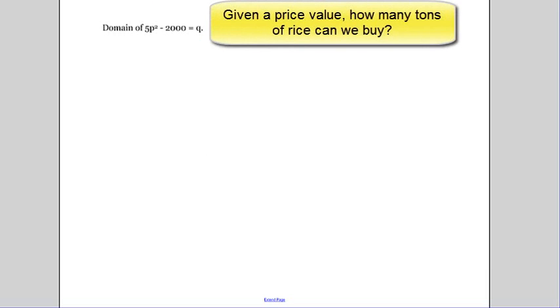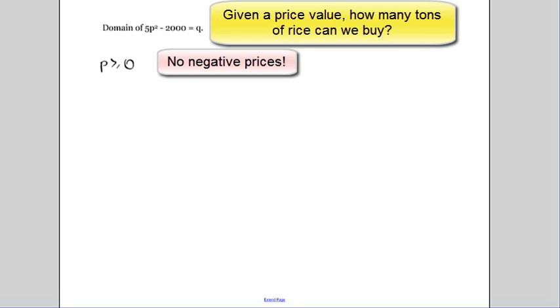We need to determine the appropriate domain of the inverse function. Let's think about what our inverse function means. If we substitute a price value in for P and solve, we will obtain the quantity of rice we can get at that price. Since P represents a price, we know already that P must be greater than or equal to 0, since we can't charge a negative price for something.